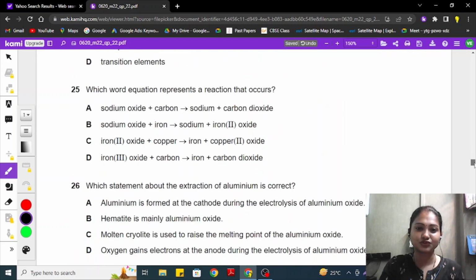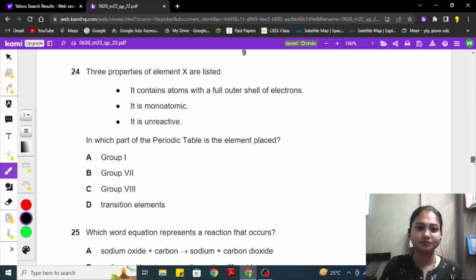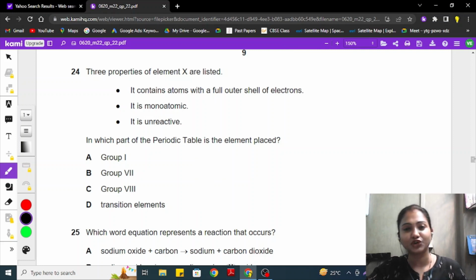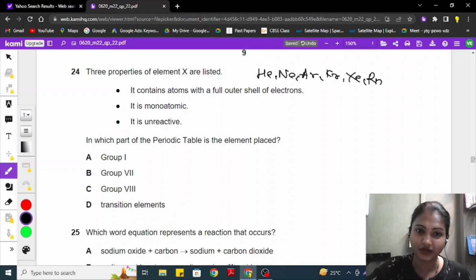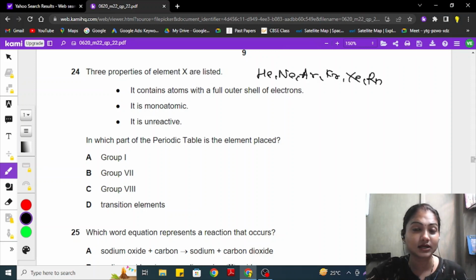Okay, let's proceed to question number 24. The properties of element X are listed. It contains atoms with a full outer shell of electrons. Definitely, it is either helium, neon, argon, krypton, xenon, or radon. He never argues with Kiranawala, Xeroxwala, and Rashwala. That is how I remember this from the periodic table. It is monoatomic. Yes, in nature they exist singly.